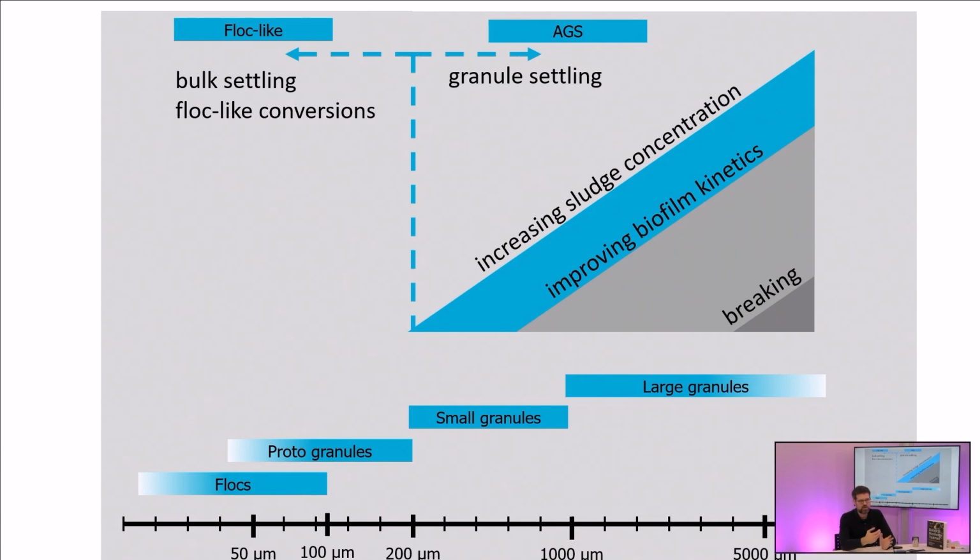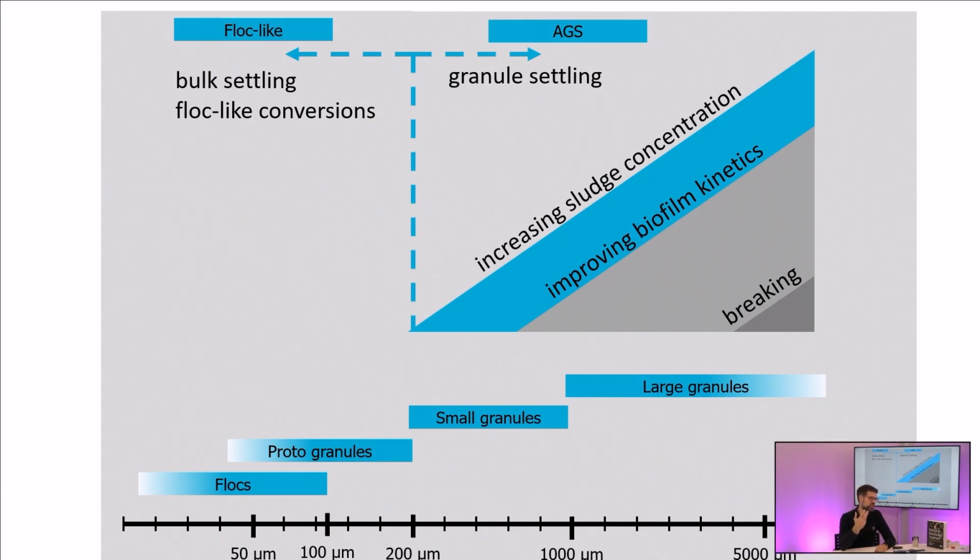Back in the days when we made the definition of aerobic granular sludge, we said the cutoff of granular sludge is at 200 micrometers. If particles are above 200 micrometers, we call it a granule, and below we don't. But that was pretty arbitrary; that was what they thought at that time. What we actually see when we do a startup is a lot of what we call proto-granules in the reactor. Those are smaller than 200 micrometers, but they already have this granular-like morphology.